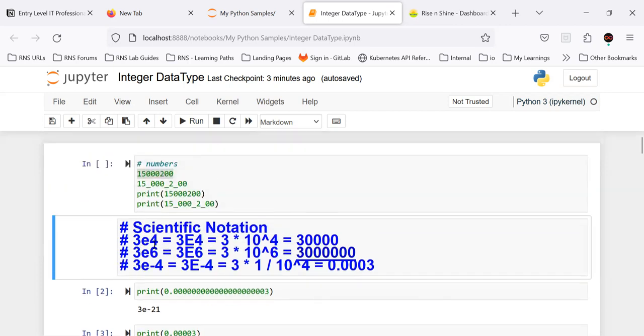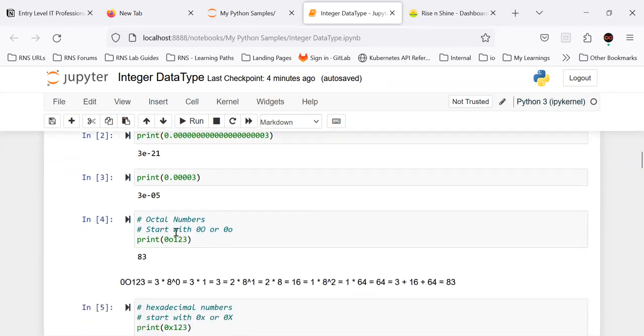Suppose 3e4 is nothing but 3 into 10 power 4. And 3e minus 4 is nothing but 3 into 1 divided by 10 power 4. That is the decimal representation, we can say. That is what we were trying to understand.